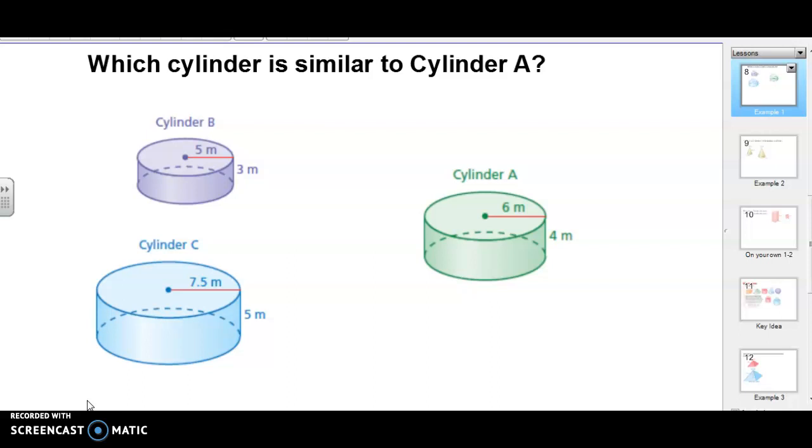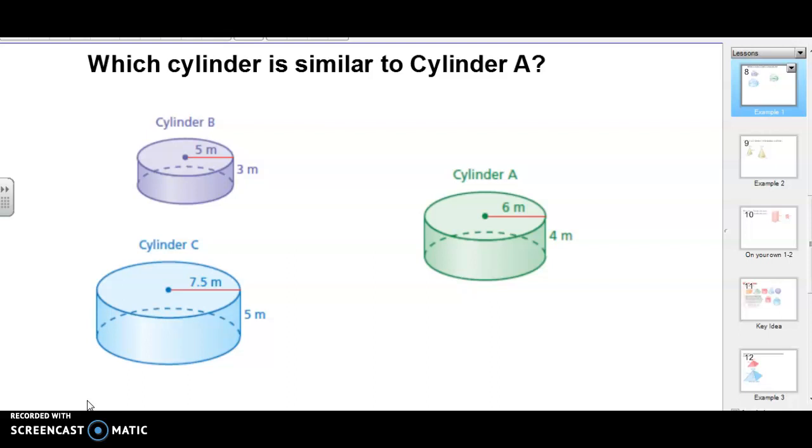But the last section is about similar three-dimensional figures, the surface area and volumes of similar figures. So today is going to be going back to what is a similar figure. We'll talk about area of similar figures, surface area of it, which we've done before with area, so this should be pretty easy for that. But it says which cylinder is similar to cylinder A.